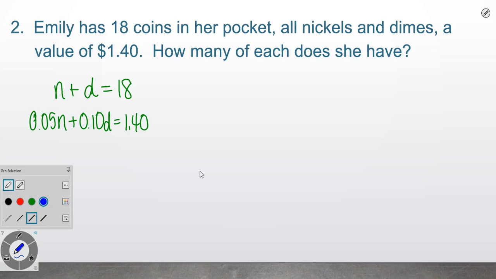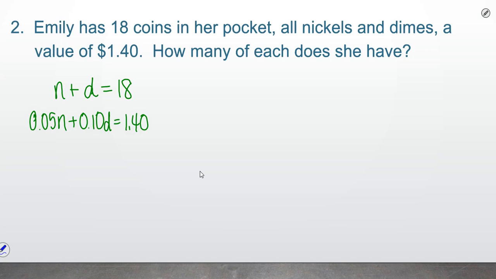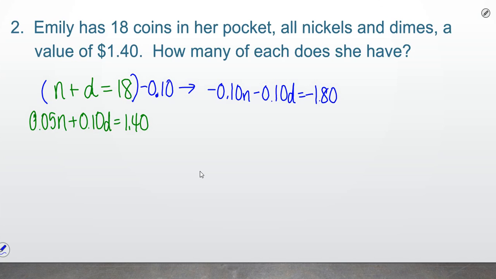All right, so now it's not going to be so easy because I can't just already have something that's going to be eliminated. I need to multiply one of the equations by something to eliminate one of the variables. So I'm going to multiply the top equation by negative 0.10 or 10 cents because I know I can do that math easily in my head. So now I'm going to rewrite, and I get negative 10 cents N minus 10 cents D equals 18 times negative 10 cents, which is negative 1.8 or negative 180. And then underneath that, I have 5 cents N plus 10 cents D equals $1.40.